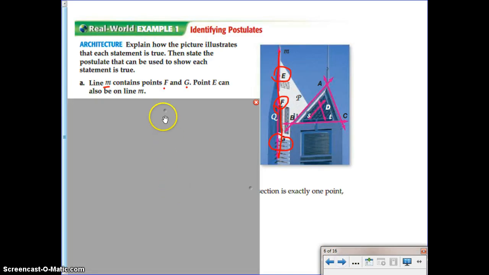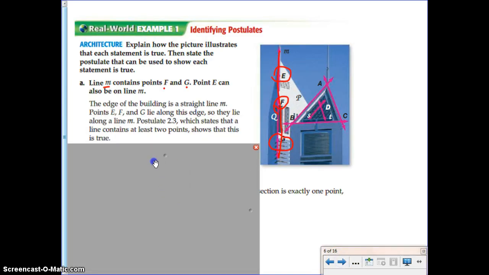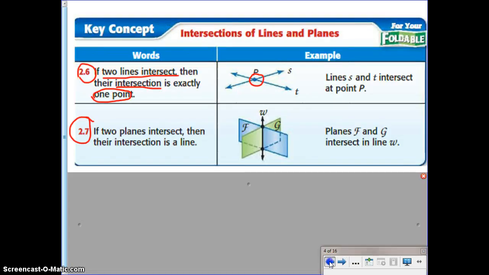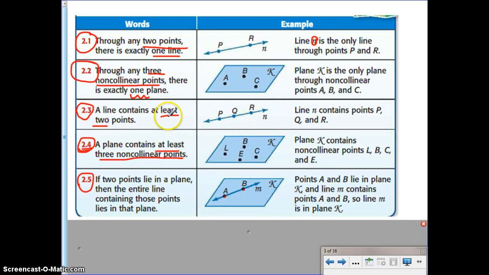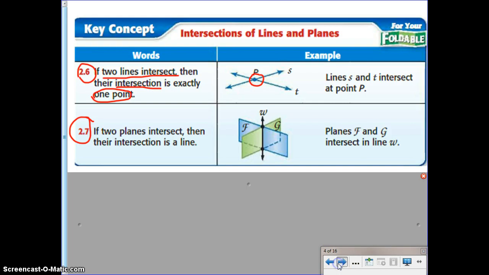All right, when you're ready, go ahead and play it. So the edge of the building is a straight line, this line M. Points E, F, and G lie along this line. So they lie along line M. Postulate 2.3, if that's what you were thinking, you were right, states that a line contains at least 2 points, which means it could be 3 points, and that shows that this is true. So remember 2.3, at least 2 points, that is what shows this is true.